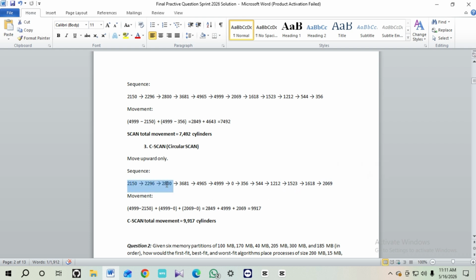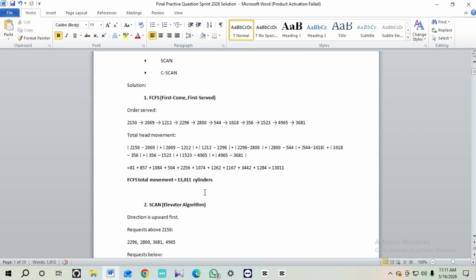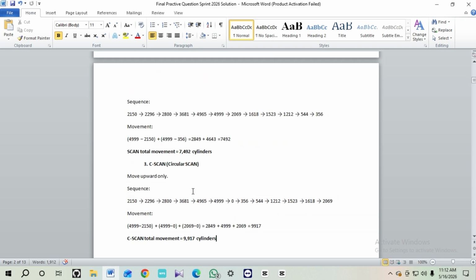Here it moves from 2150 to 4999, this many steps first, and then from there to 0 it goes this many steps. Then from 0 to 2069 it goes this many steps. So in total, 9917 steps in C-SCAN. In SCAN the total movement is 7492, and in first come first serve the total movement is 13,011. All right, so this is the solution of the first problem.